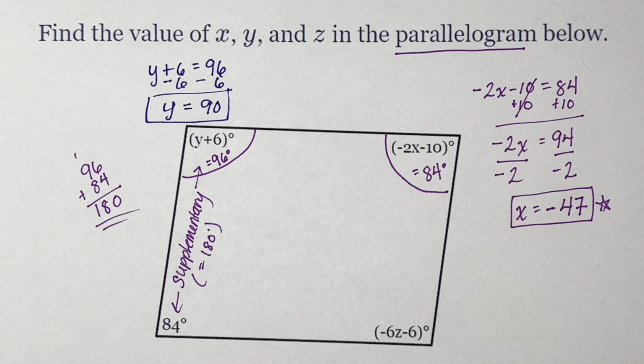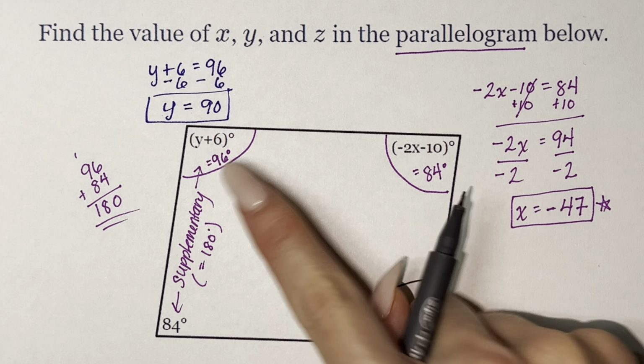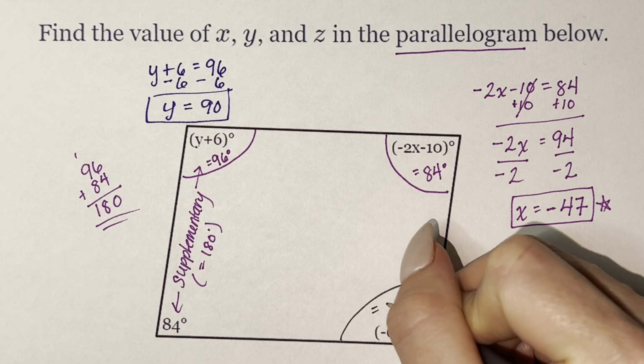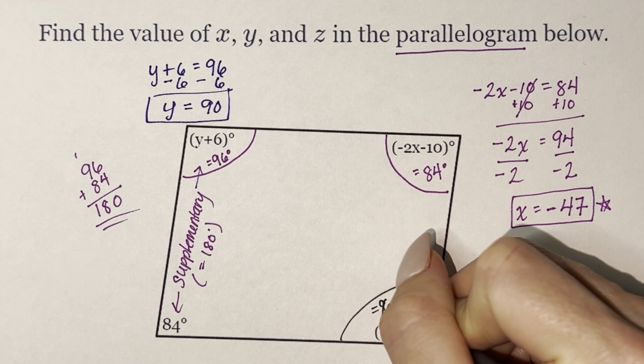The last one is going to be solving for z down here. Now this angle itself is going to be equal to this opposite angle here, so 96, because we need this one and this one to be supplementary.